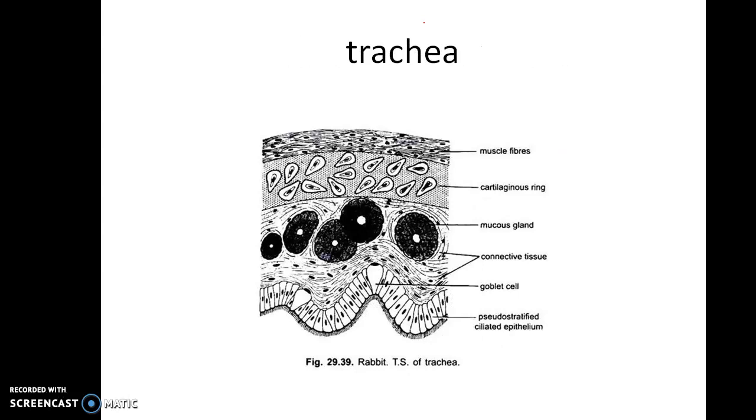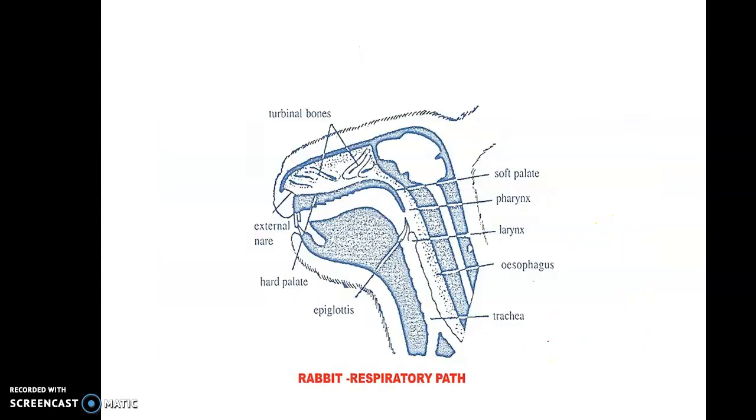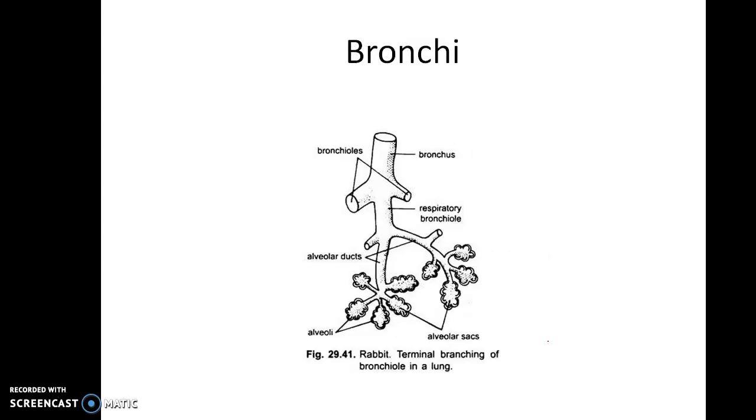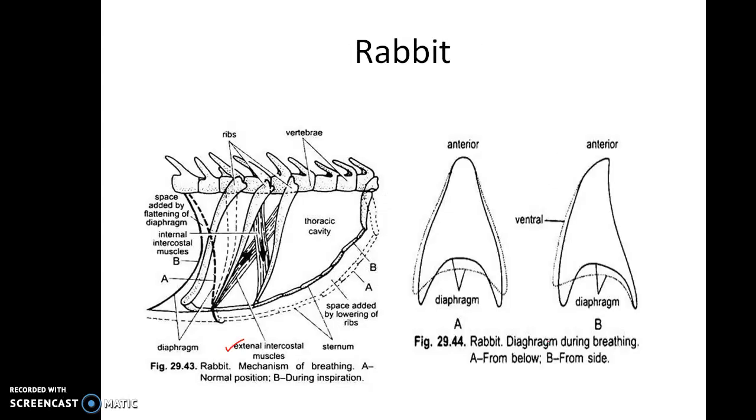So this is the structure of the rabbit respiratory system, which consists of the external cavity, larynx, trachea, bronchi, the lungs, which branch into alveoli, and the movement of the muscles which lead to expiration and inspiration.